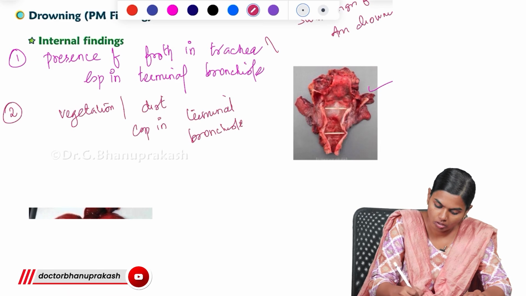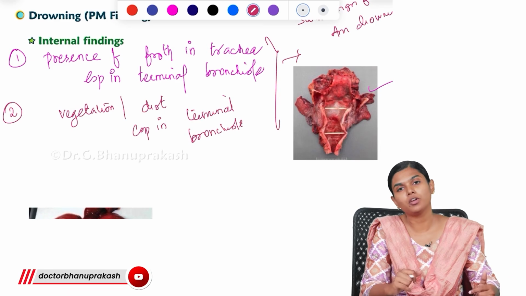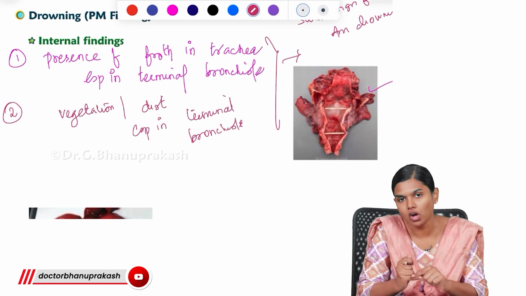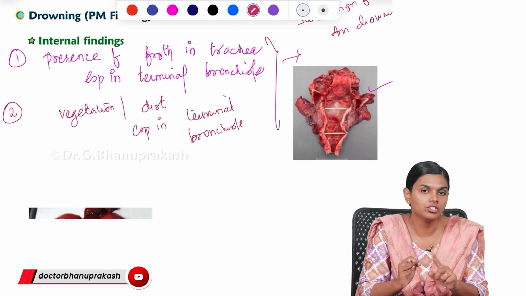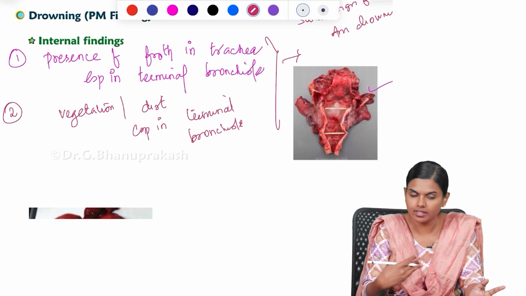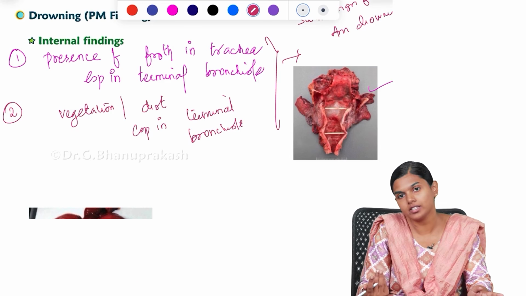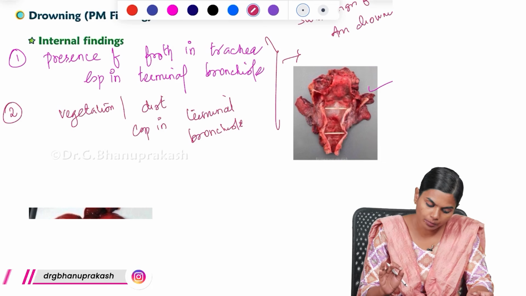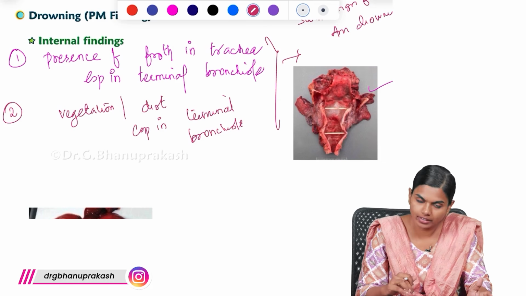So if these two are present even beyond the bifurcation of trachea, if there is froth or any aquatic plant, vegetation, any dirt, then we can say it is a surest sign of antemortem drowning. So this is the most important internal finding that we have to know.